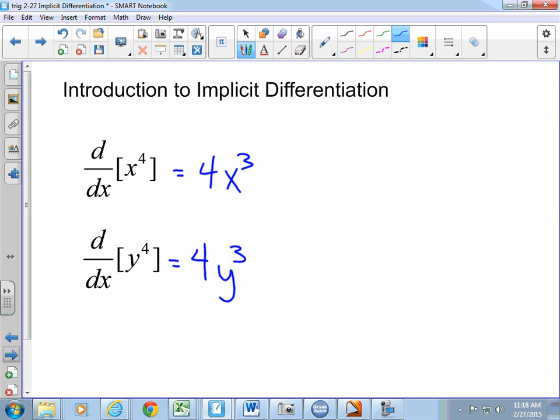So let's pretend y is 3x squared plus 5. And then you have to do the chain rule. So the only difference in taking a derivative of an x term with respect to x and taking the derivative of a y term with respect to x is the chain rule. Chain rule, right? So we're going to do times dy/dx.